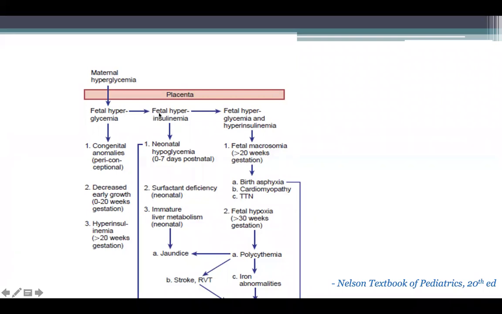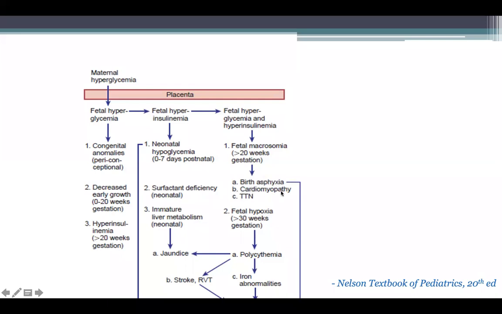For example, here there is fetal hyperinsulinemia. What it causes is neonatal hypoglycemia, anytime from 0 to 7 days. Then surfactant deficiency can occur, and immature liver metabolism, which can cause more jaundice. And the other thing is, with both fetal hyperglycemia and hyperinsulinemia, macrosomia will occur only if it is beyond 20 weeks of gestation. So you will be trying to deliver a bigger baby by normal delivery, and there will be birth asphyxia.